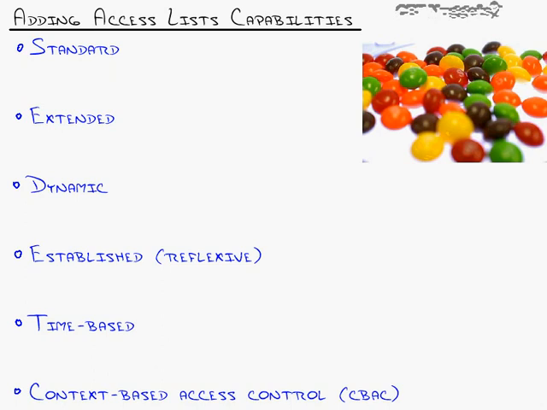Context-based access control, also known as CBAC, which has now been renamed to the IOS firewall, is part of the CCSP, the Security Professional track. That is where you truly turn on firewall features on your router, which enhances the capabilities of, well, I guess you could say every access list in the sense that it begins inspecting all the traffic that's going through.